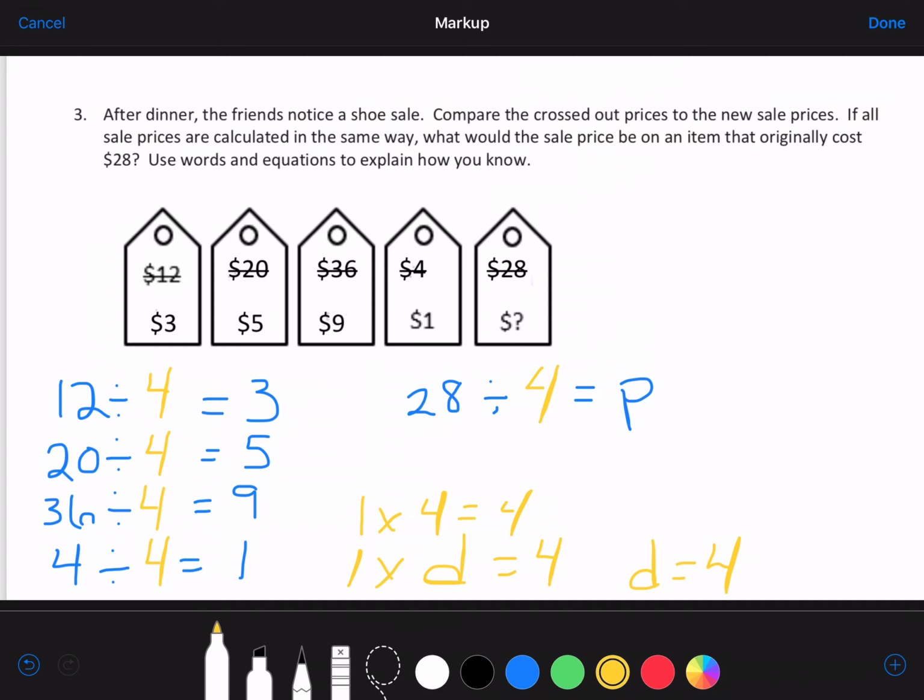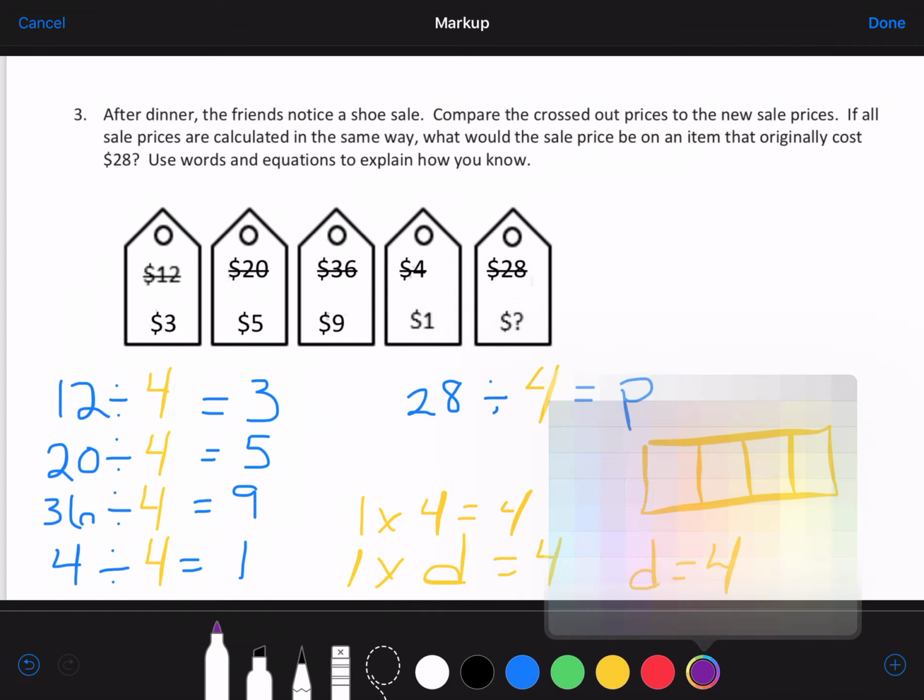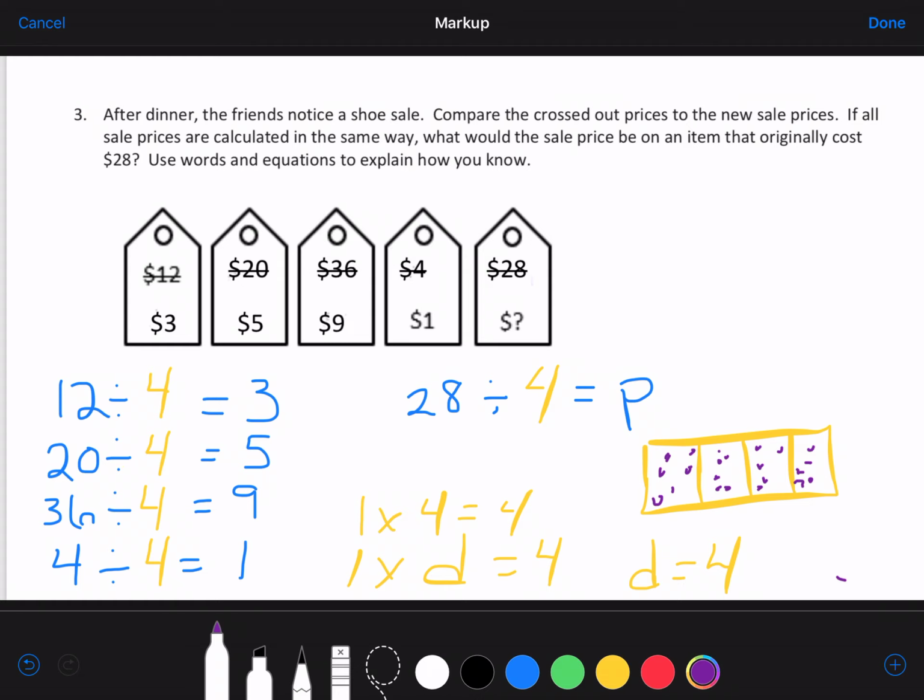So ways to do that, you could take a tape diagram with 4 boxes and then just put dots in them until you got to 28. So let's do that. 1, 2, 3, 4. Sorry, they're not drawing correctly. 5, 6, 7, 8, 9, 10, 11, 12, 13, 14, 15, 16, 17, 18, 19, 20, 21, 22, 23, 24, 25, 26, 27, 28. And then I just count how many are in one box. There's 1, 2, 3, 4, 5, 6, 7. So P equals 7. All right.